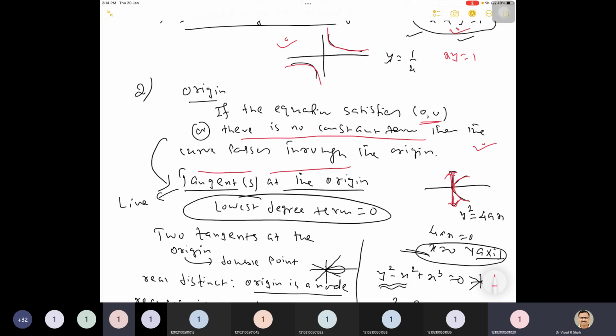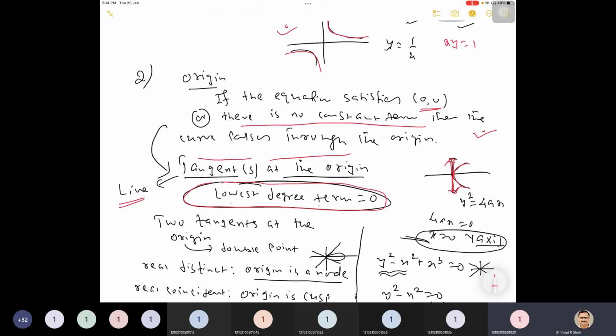Yes. How to find out? Tangent is always a line. Sometimes we may have two tangents, sometimes we may have only one tangent. So what you need to do is, this is the formula you need to write down. You are having only the equation. From that equation, if the curve passes through the origin, lowest degree term equal to 0.